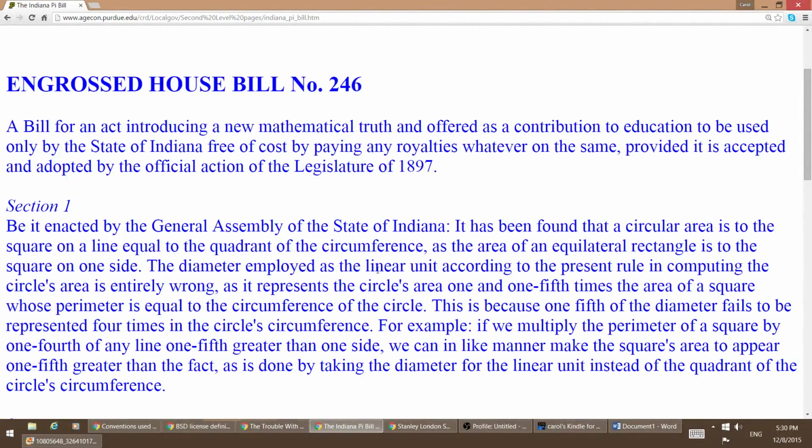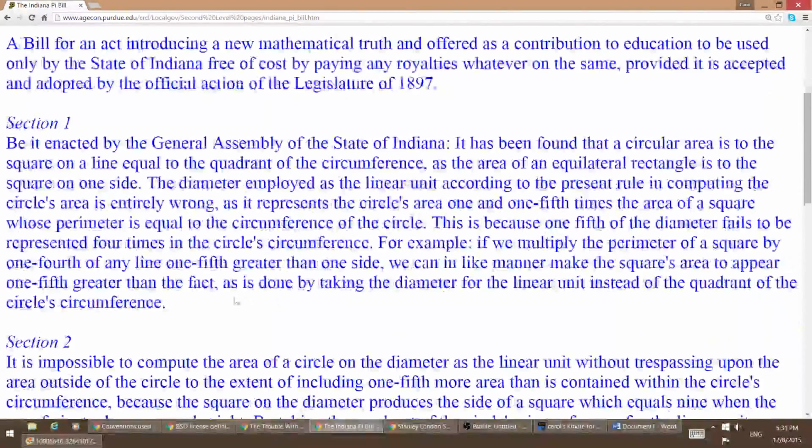The diameter employed as the linear unit according to the present rule in computing the circle's area is entirely wrong, as it represents the circle's area 1 1/5 times the area of a square whose perimeter is equal to the circumference of a square. This is because 1/5 of the diameter fails to be represented 4 times in the circle's circumference. For example, if we multiply the perimeter of a square by 1/4 of any line 1/5 greater than one side, we can, in like manner, make the square's area to appear 1/5 greater than the fact, as is done by taking the diameter for the linear unit instead of the quadrant of the circle's circumference.